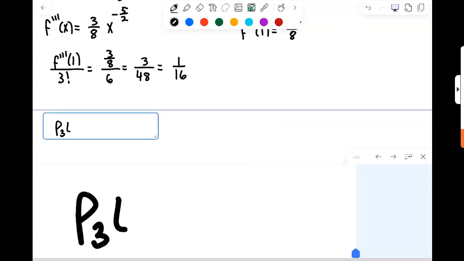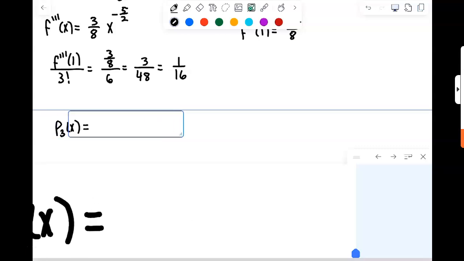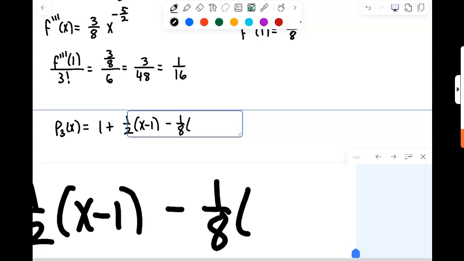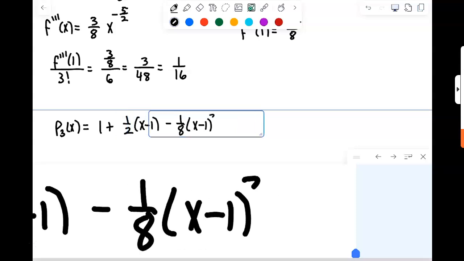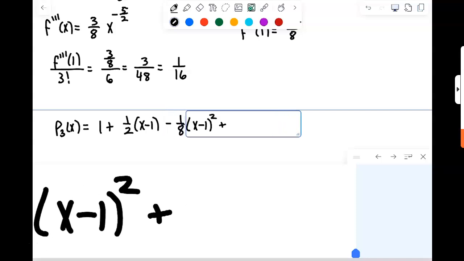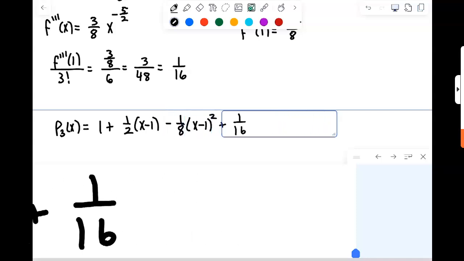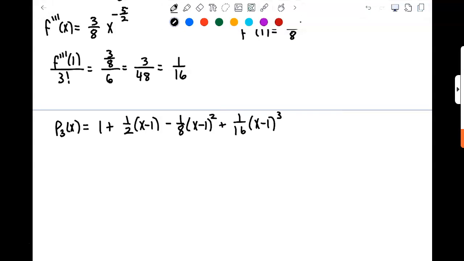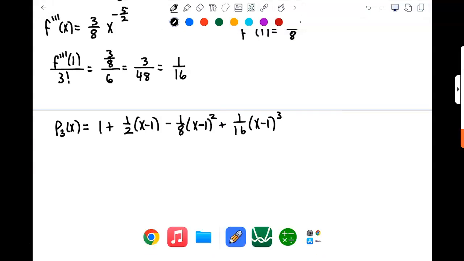P3 of x will be everything that came before. So 1 plus 1/2 times x minus 1, minus 1/8 times x minus 1 squared, plus 1/16 of x minus 1 to the third power. All right, and that would be our cubic approximation.